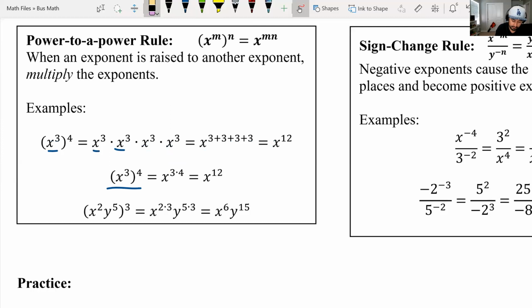But again, it showed you different methods because you see exponents are crazy, and no matter what rule you use, you're going to get to the same answer.